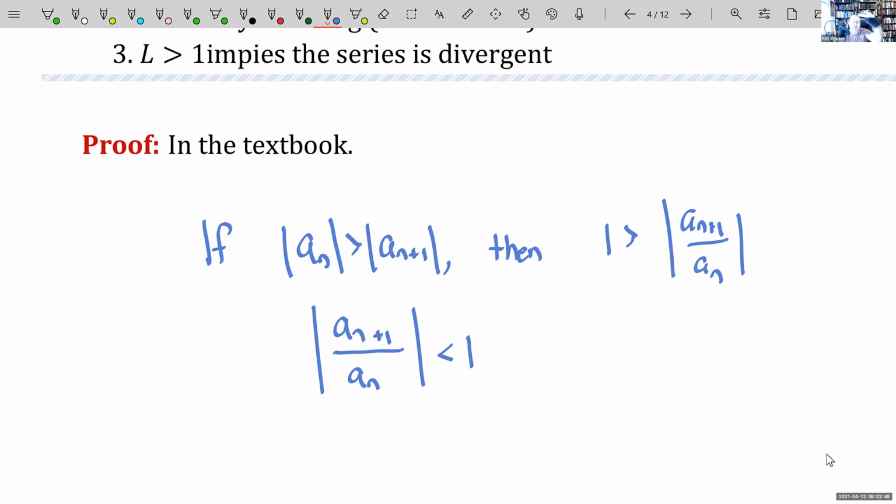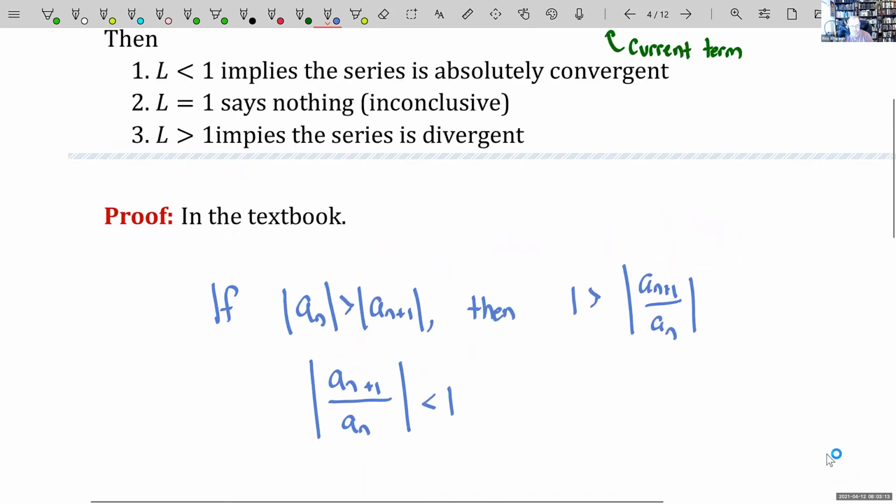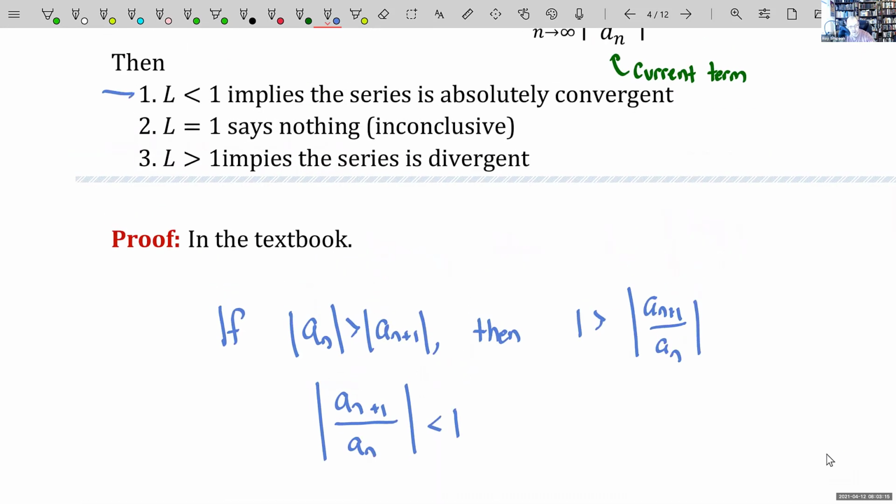And naturally, we tend to visualize that as a series converging because you're adding smaller and smaller numbers as time goes on. We do know that there are exceptions to this rule. For example, the summation of 1 over n will actually diverge. But for the most part, this should make sense, that this will tend to converge as time goes on. And that actually is true. If the limit is less than 1, this implies the series is absolutely convergent.